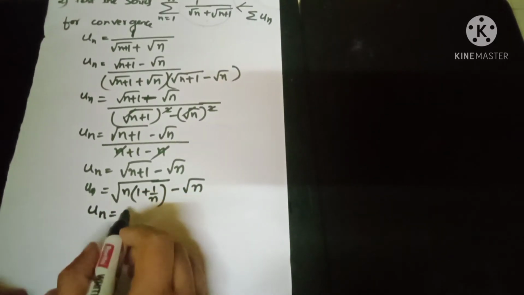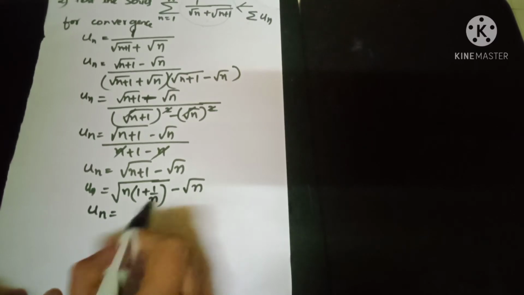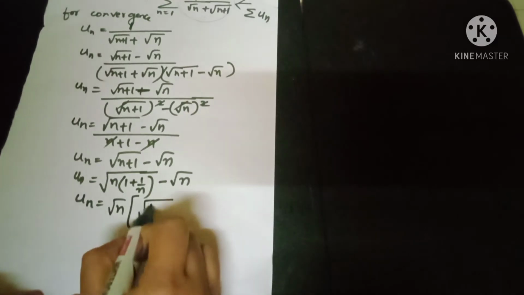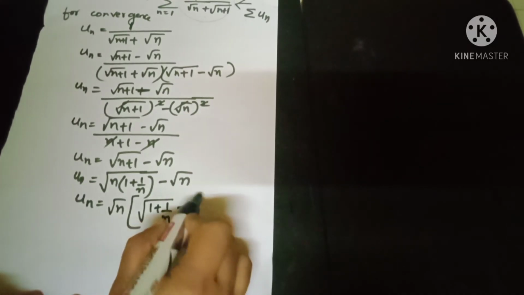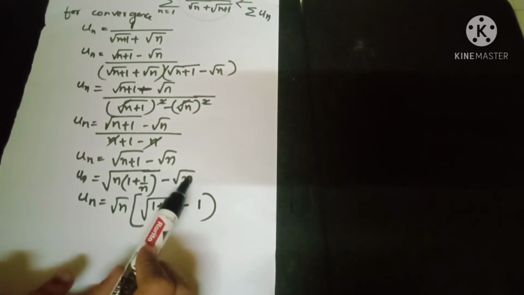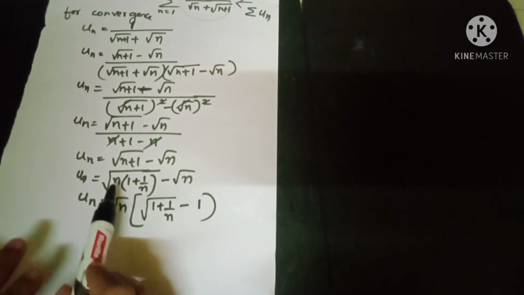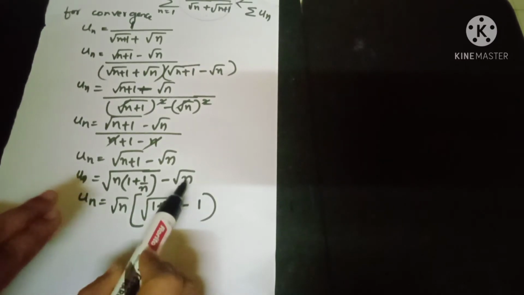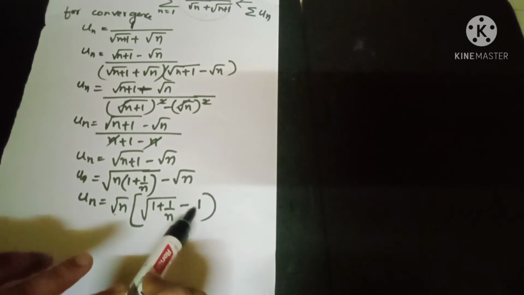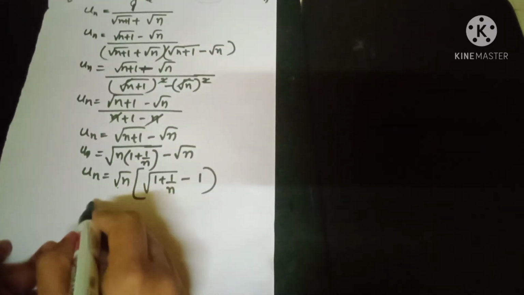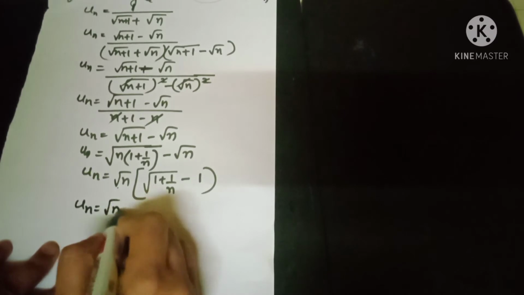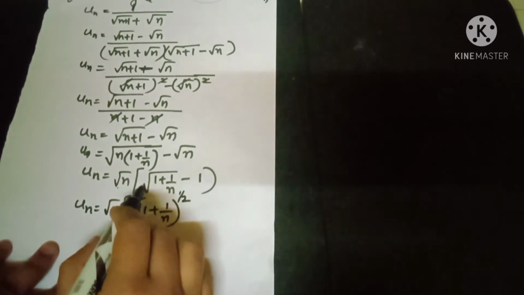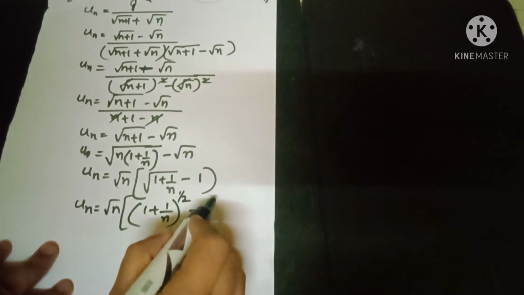Un is equal to, I'll take root n as a common factor, then I will be left with root 1 plus 1 by n minus 1. Right. If I take root n as a common factor, then I will be left with square root of 1 plus 1 by n. Then I have taken already root n outside, so 1. Now this is of the form 1 plus 1 by n whole to the power of half. Square root I can write it as half minus 1.